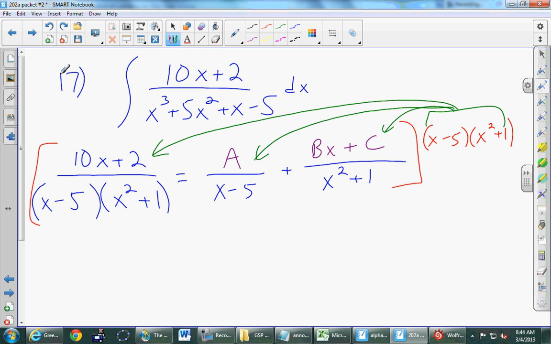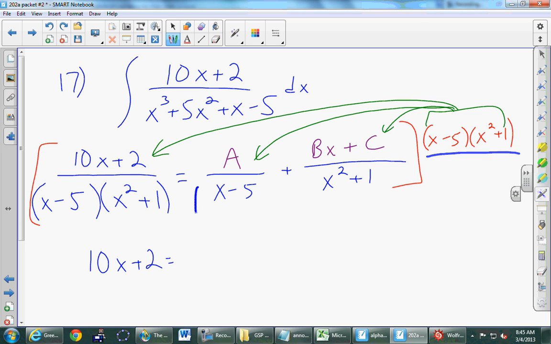What happens when I multiply the LCD by the left-hand fraction? Cancels completely with the bottom, so what's left? Just the top, 10x plus 2 equals. Okay, now we're multiplying the LCD by this fraction right here. What cancels? The x minus 5s will cancel, so I'll be left with the A as well as the x squared plus 1.